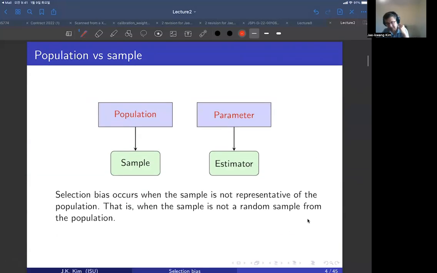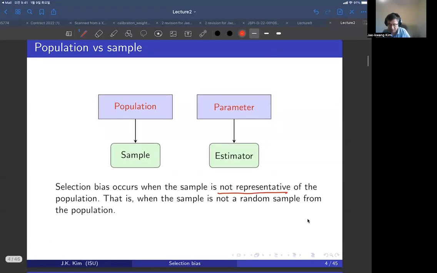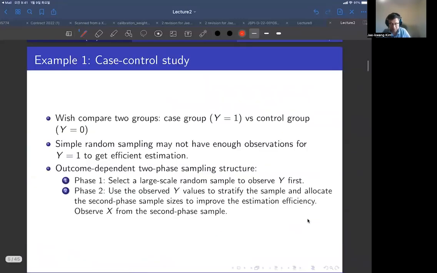So we have a sample, and a sample is supposed to be representative of the population. Well, that's not always true if the sample is not really a random sample from the population. In this case, the estimator might be biased. So here's one example. We want to compare two groups, case group and control group, y equals 1 and y equals 0. And y could be something like cancer, right? So in this case, a simple random sampling may not have enough observations for y equals 1 to get efficient estimation.